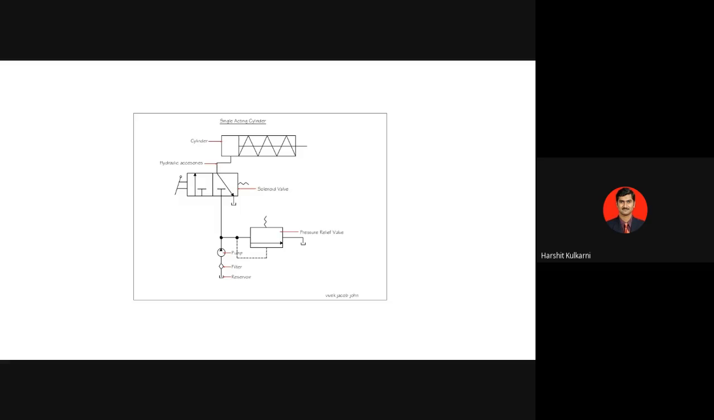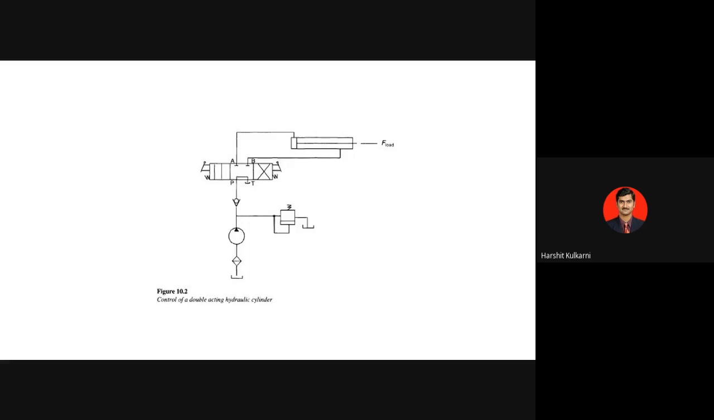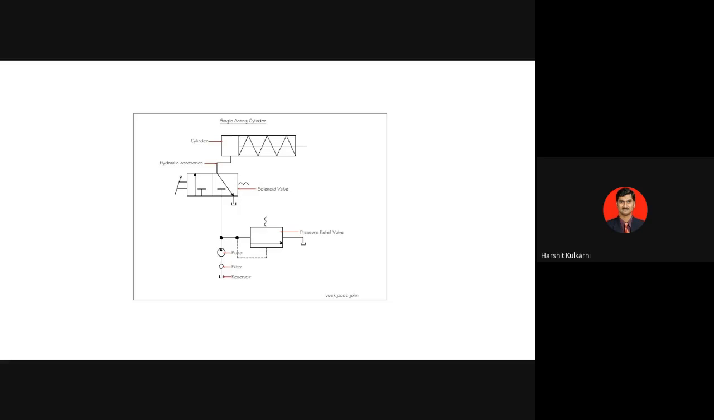The oil during retraction, what has happened? All the oil which was collected during the extension in the blank end of the cylinder has been diverted back through this port, or through this connection A to T, to the reservoir.